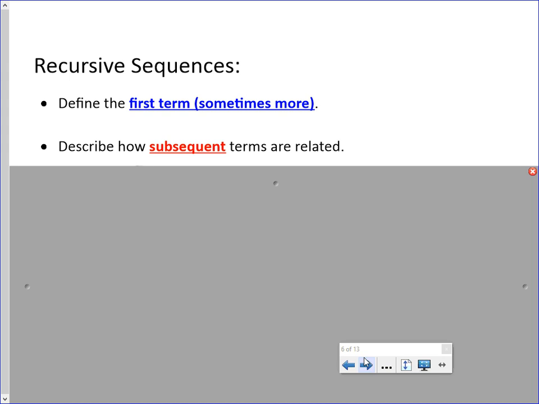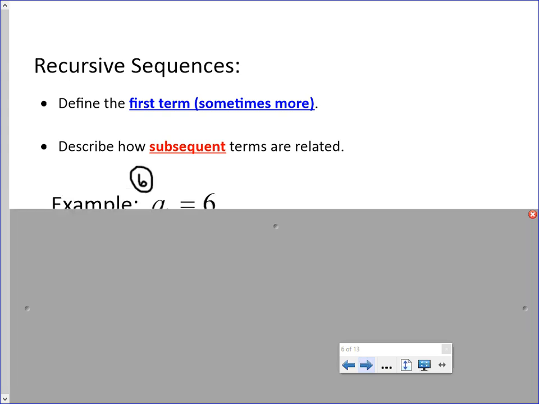In a recursive sequence, you're going to define the first term, meaning you're going to give what the first term is. Sometimes you might get more than the first term. You might get the first and the second term. It all depends on the sequence. The second part of a recursive sequence is you have to describe how subsequent terms are related. What's really important about the recursive sequence is you need the term before to find the term that you want. So you're just building off of the term before it.